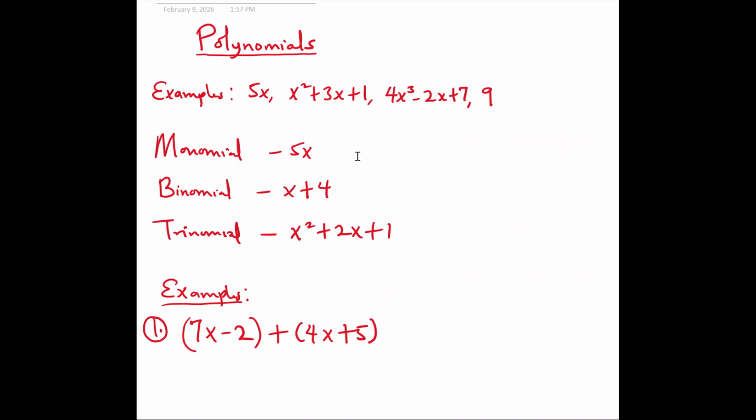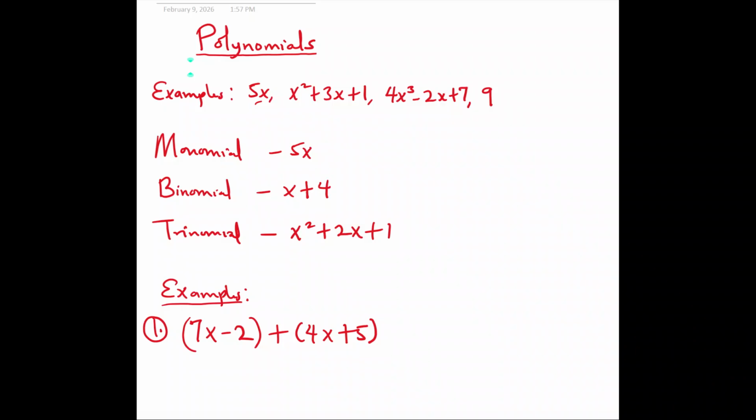So like we see on the screen, I have some examples of polynomials, and a polynomial is an algebraic expression that is made of numbers, could be constants, and variables like x and exponents that are whole numbers like 0, 1, 2, 3. So on the screen we have examples of polynomials. We have 5x, we have x squared plus 3x plus 1, we have 4x cubed minus 2x plus 7, and we have numbers like 9. And we have monomials, binomials, and trinomials. These expressions come before polynomials; polynomials are bigger than all these expressions.